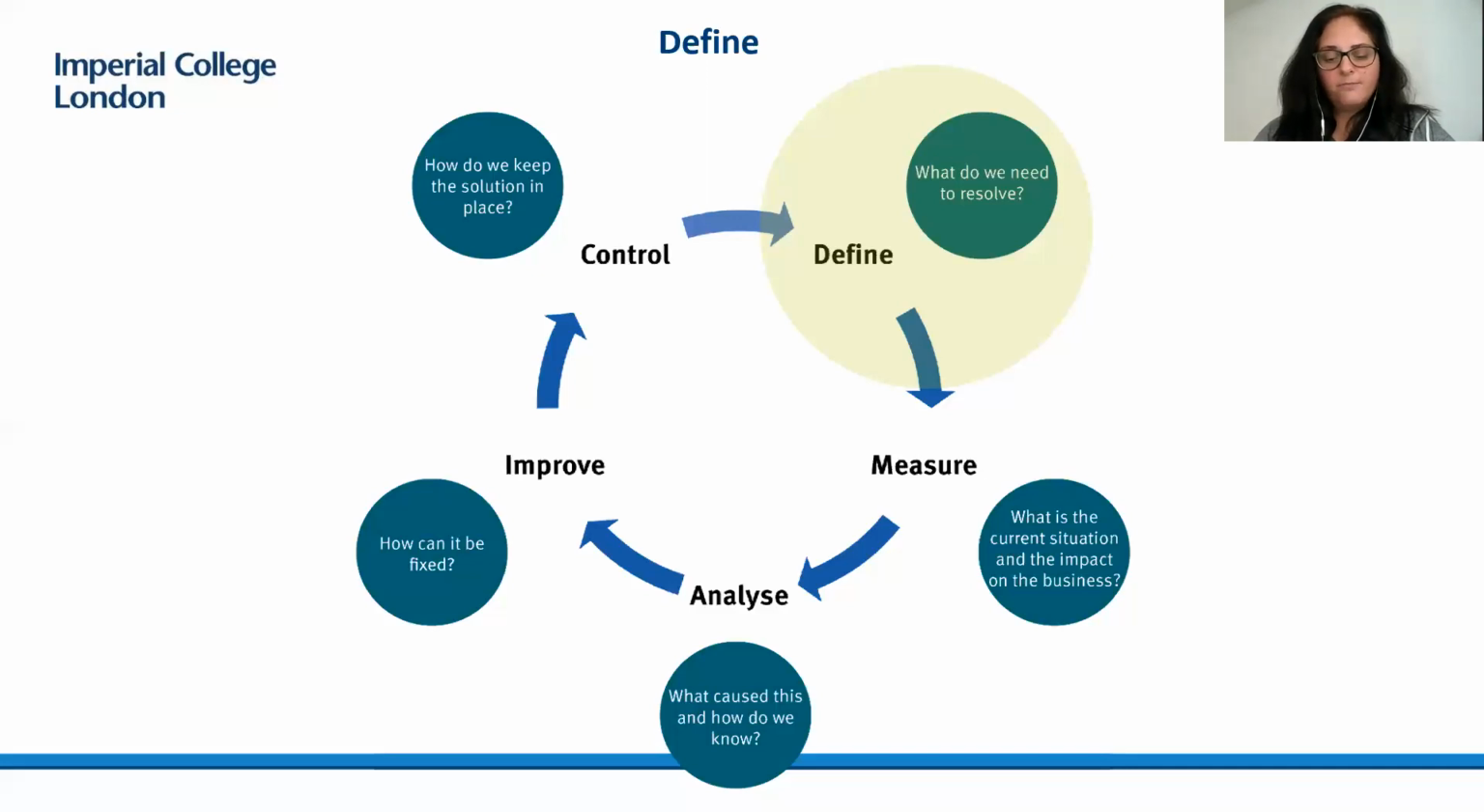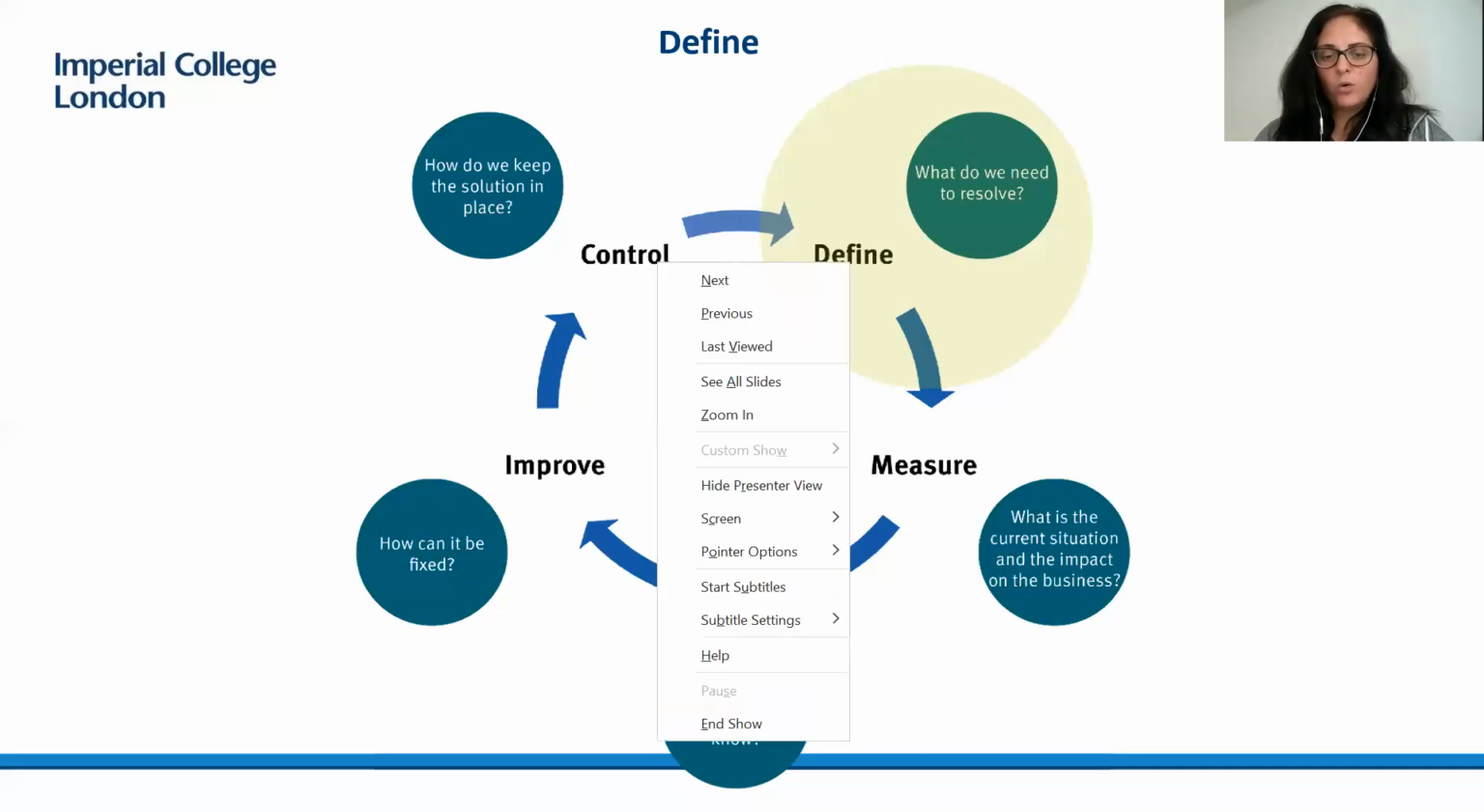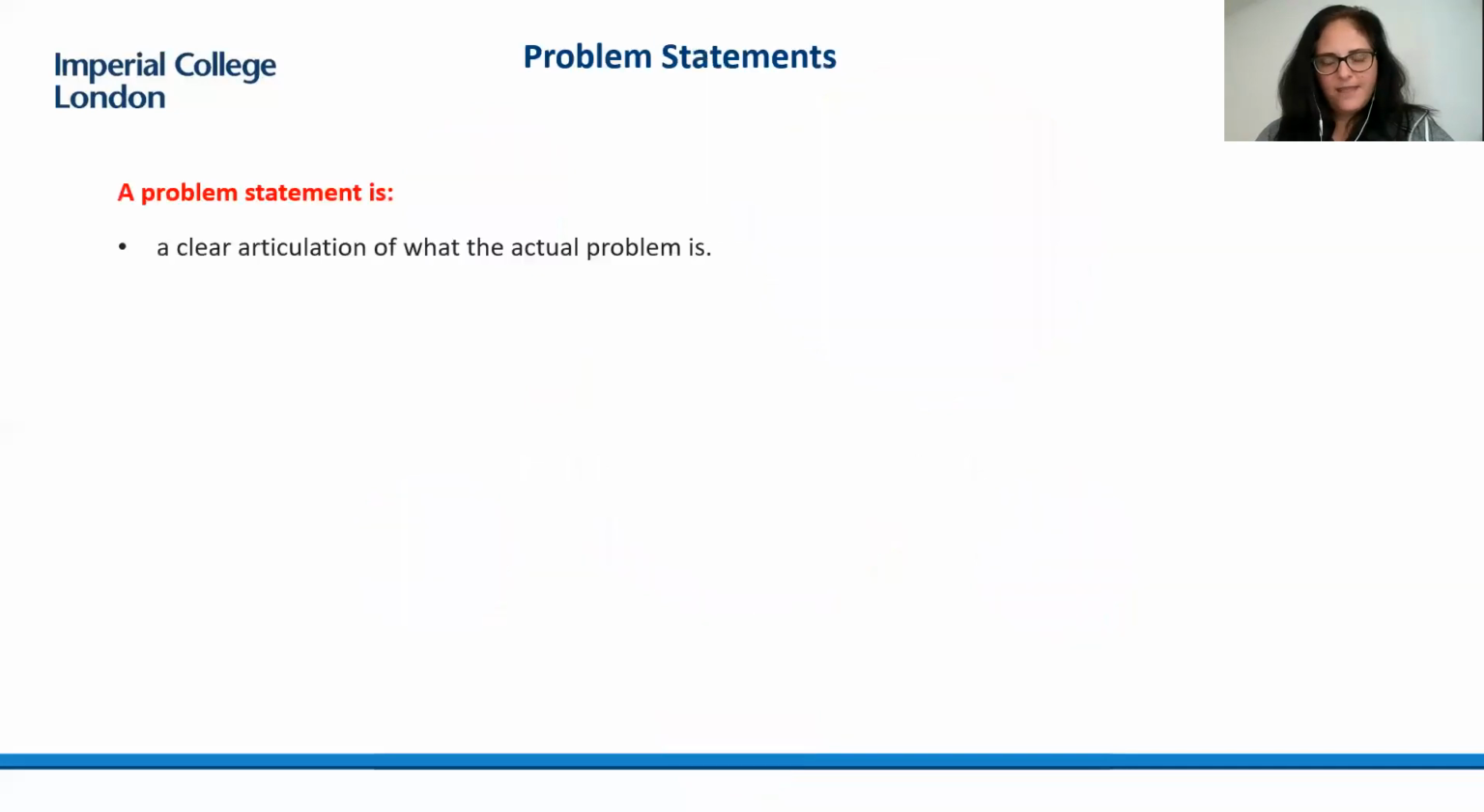So, how do we go about defining a problem? We do this by writing something called a problem statement. A problem statement is really a single sentence that contains facts about the problem. It's a clear articulation of what that problem is. The statement may address just one issue. You shouldn't use the word "and" in your problem statement. And if you do find that you have the word "and" in there, that is an indication that you have two problems which should be separated out and addressed separately.